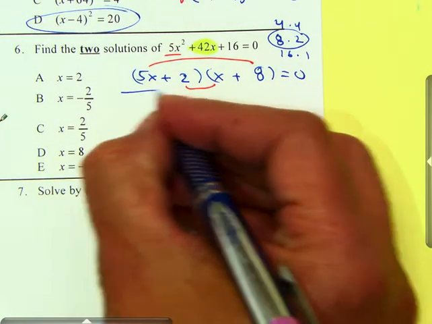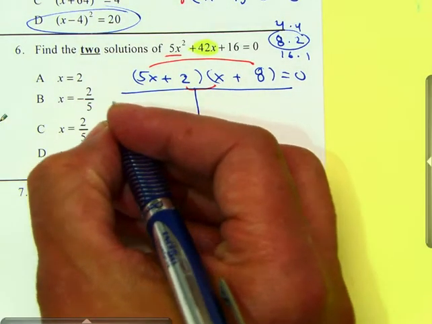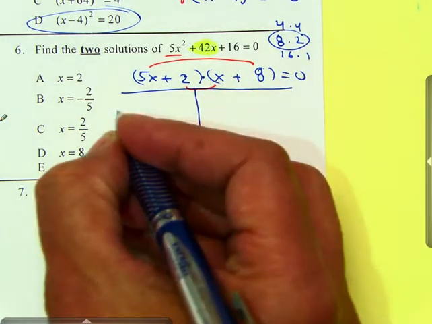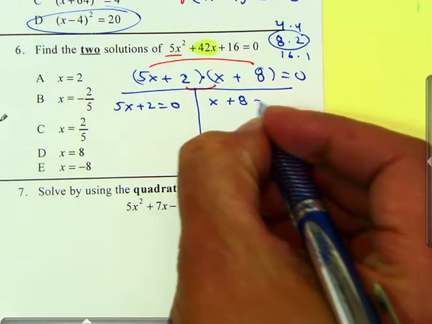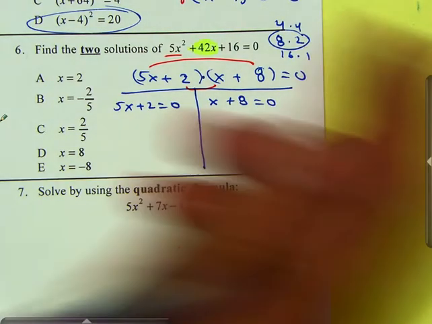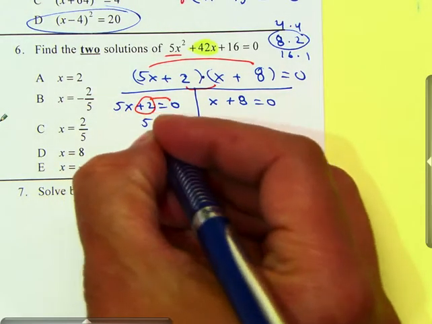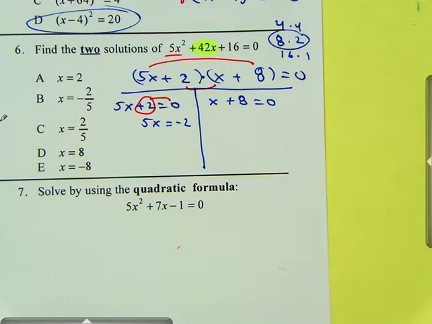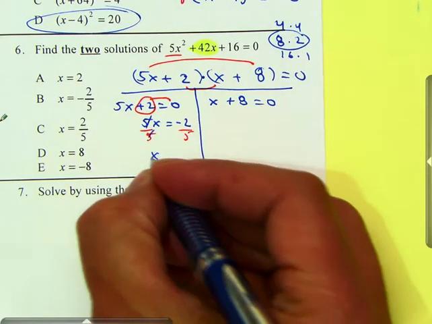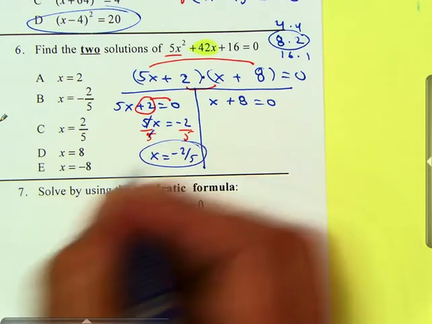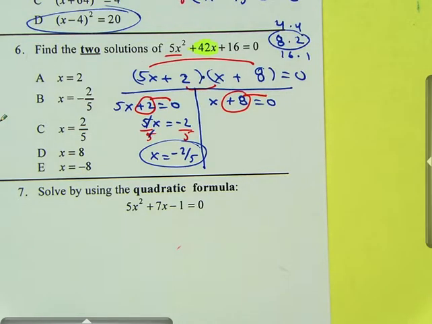And now I'm going to use my zero product property to solve it. Because they're multiplying and they're equal to 0, either 5x plus 2 equal to 0, or x plus 8 equal to 0. I'm going to move my 2 to the right because it's negative 2. So it'll be 5x equal to negative 2. Divide by 5. So therefore one of my answers will be x equal to negative 2 over 5. I'm going to do the same thing with the other equation. Move the 8 to the right because it's negative 8.